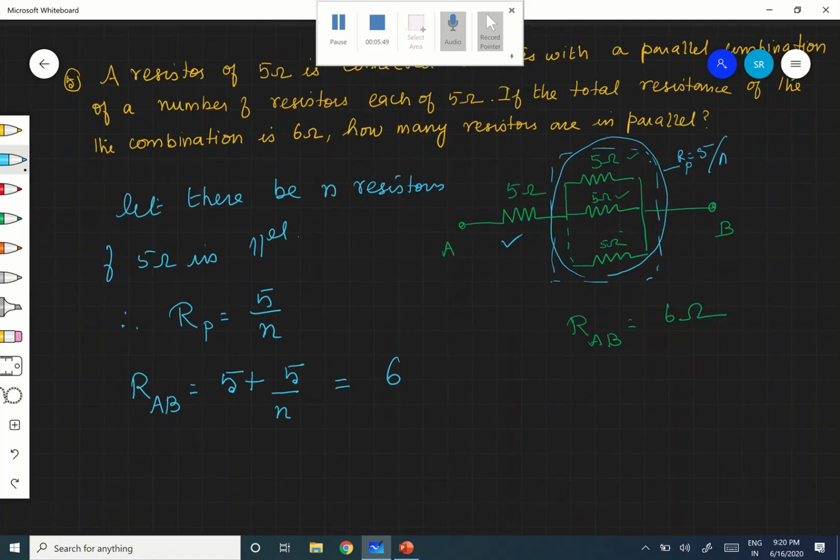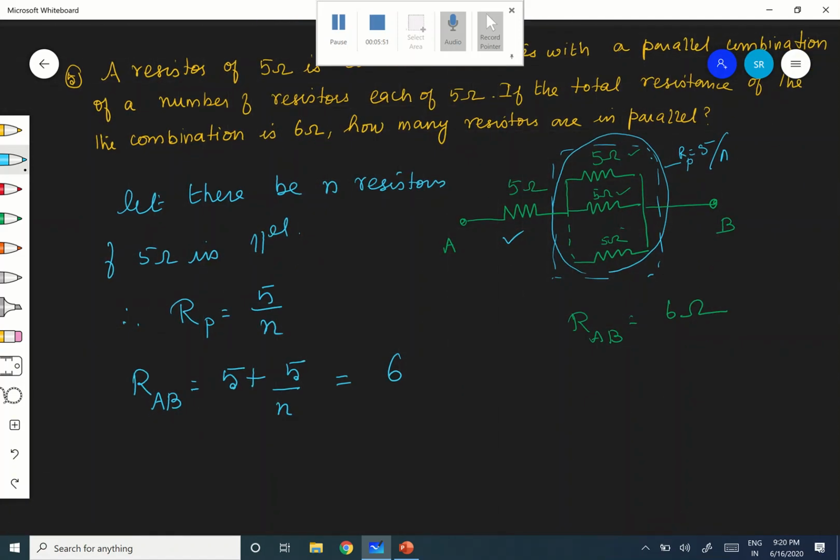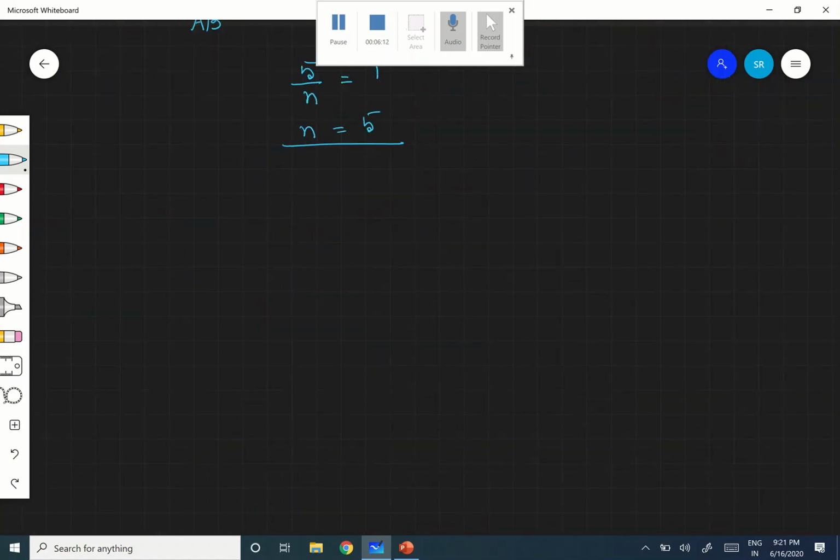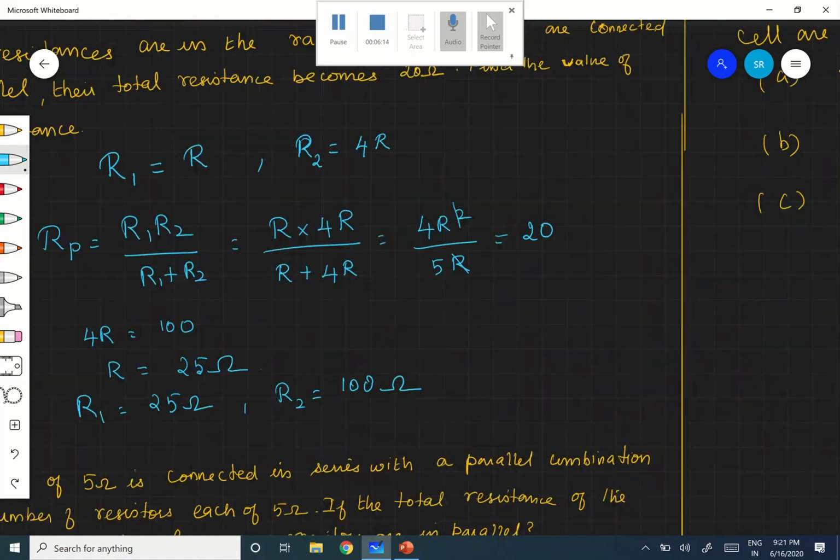Therefore how to find? I think you know now that 5 by n is equal to 1, correct? Therefore that implies n is equal to 5. Therefore how many resistors are in parallel? There are 5 resistors of 5 ohm which are connected in parallel. Okay, right, that's it. The next question.